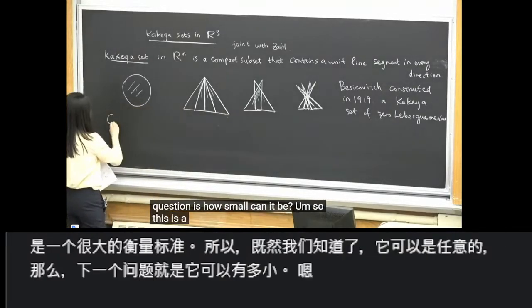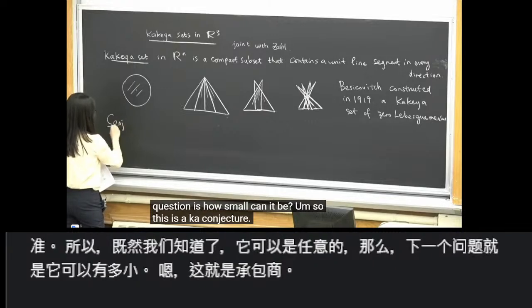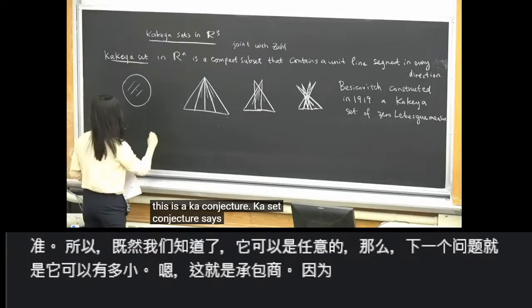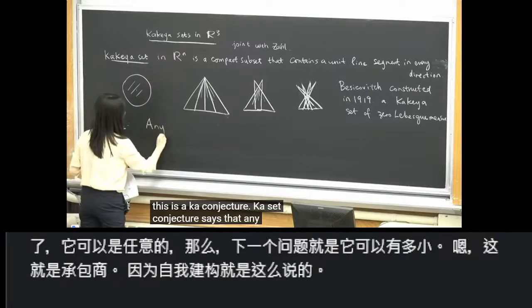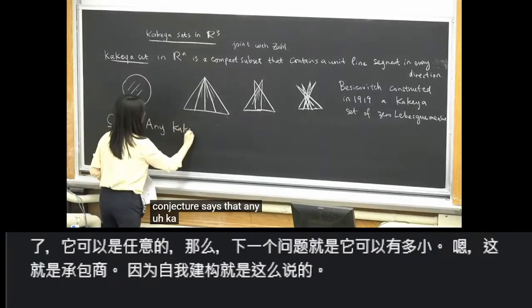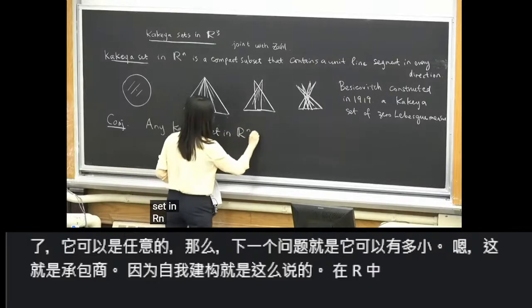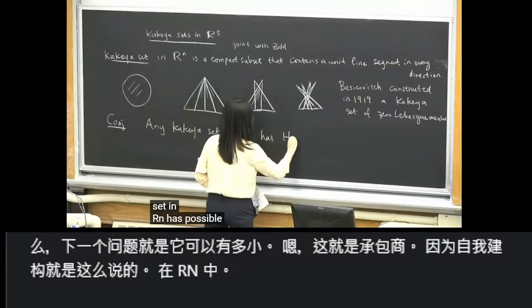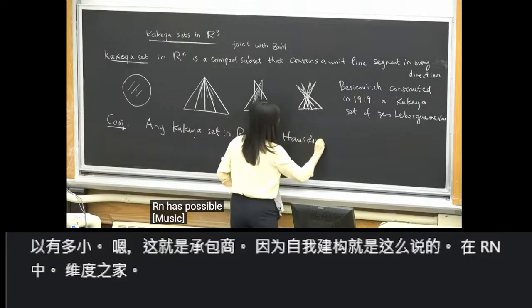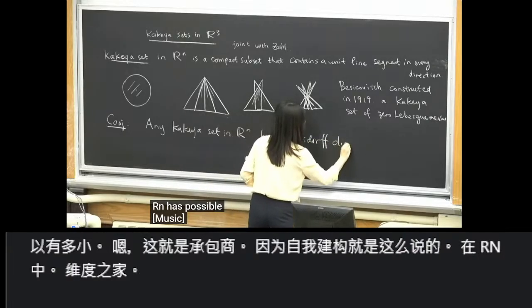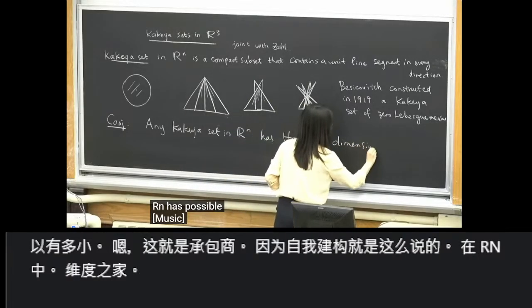So this is the Kakeya conjecture. The Kakeya set conjecture says that any Kakeya set in R^n has Hausdorff dimension n.